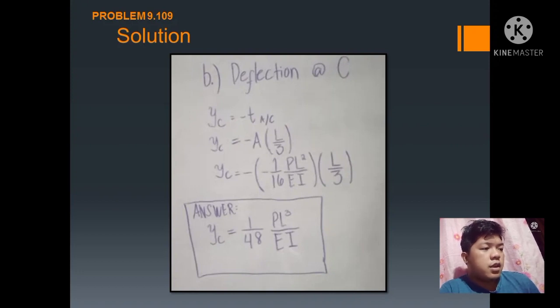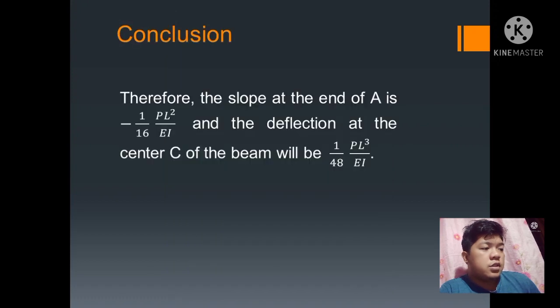And for our conclusion, therefore, the slope at end A is negative 1/16 PL squared over EI, and the deflection at the center C of the beam will be 1/48 PL cubed over EI.